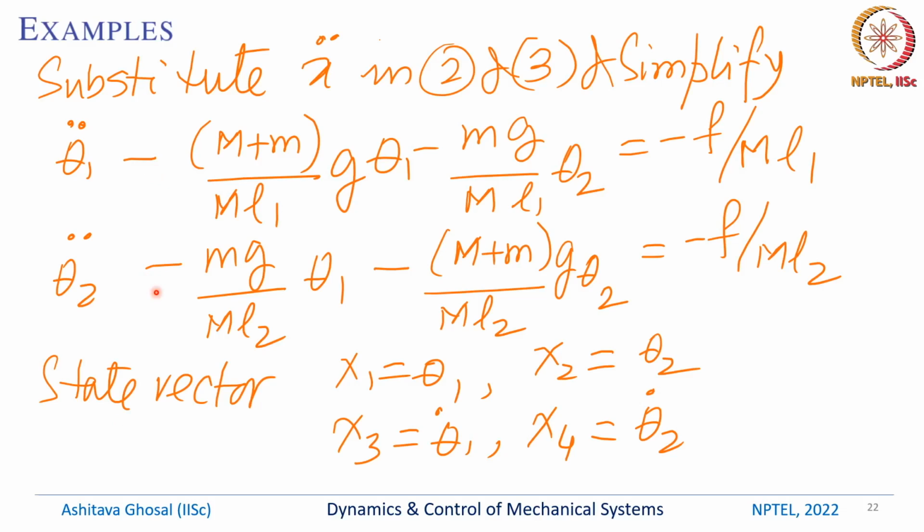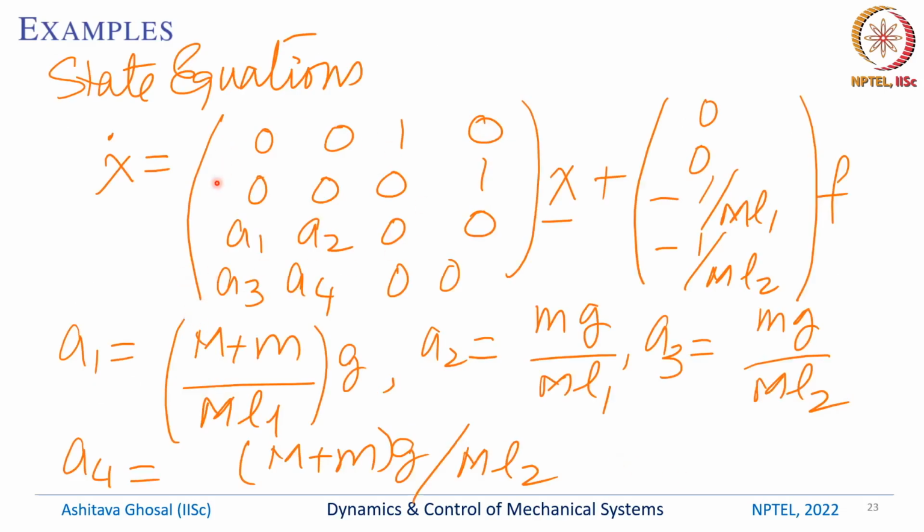So these are two second order linear ordinary differential equations, and we can write them in state space form. The state vector in this case is x1 = theta 1, x2 = theta 2, x3 = theta 1 dot, x4 = theta 2 dot. We have done a lot of work, but eventually this is what I want to get to. We want to write the state equations as x dot = f x + g u. In this case, u is F, the force, and g will be 0, 0, -1/(M L1), -1/(M L2). F is a little bit more complicated. The first two rows are straightforward, which we have seen many times: 0, 0, 1, 0 and 0, 0, 0, 1.